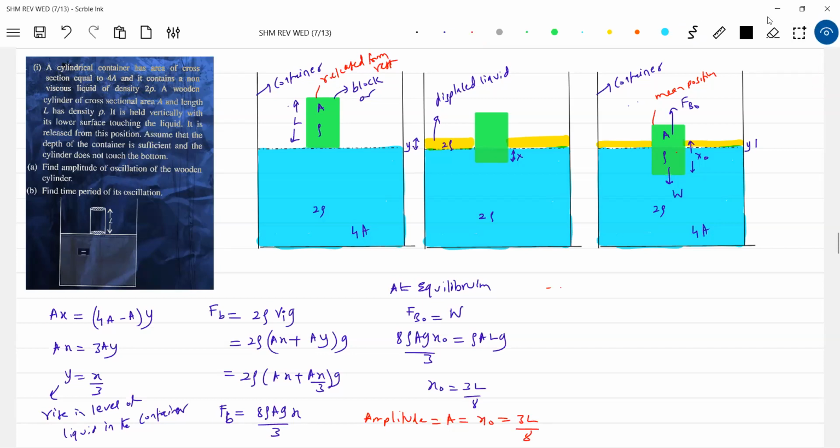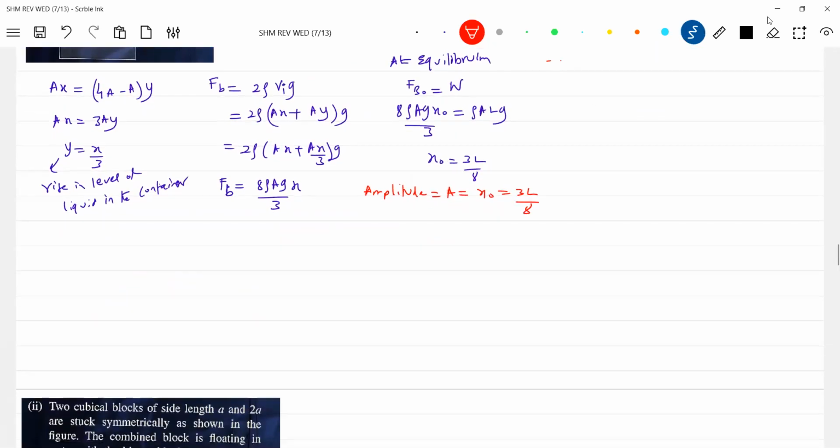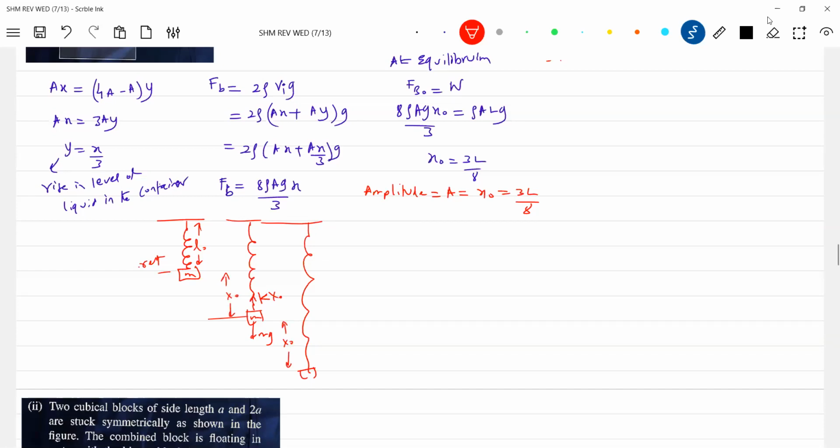Will you all agree? Sir, from where, how, why are you discussing like this? Okay, you do one thing. Go back to the spring block system. Released from rest, this is the natural length. So in fact, this is the amplitude, no? Am I right? Here is the maximum elongation.